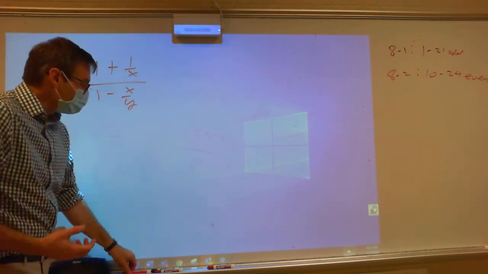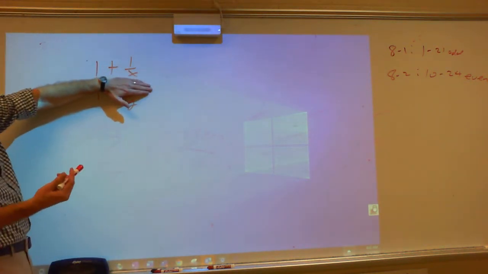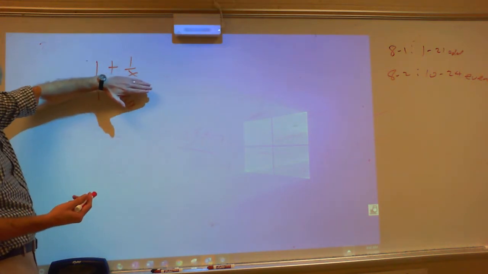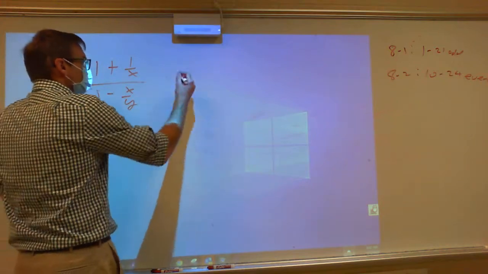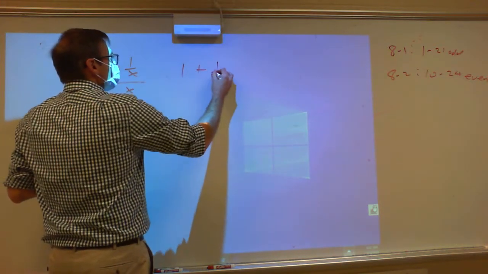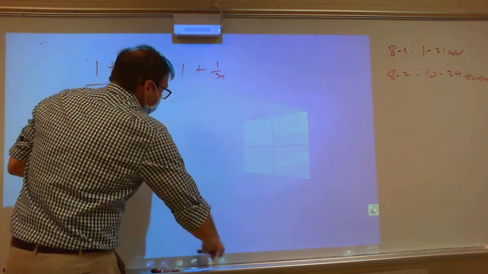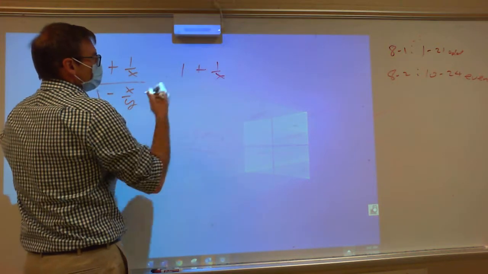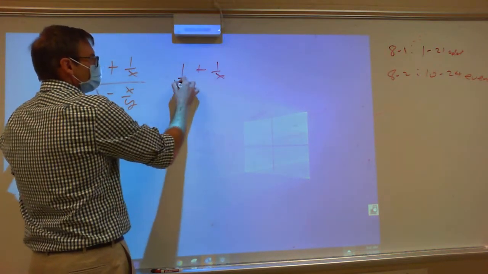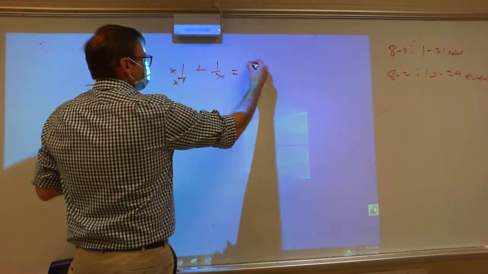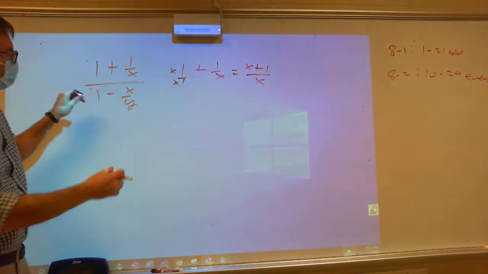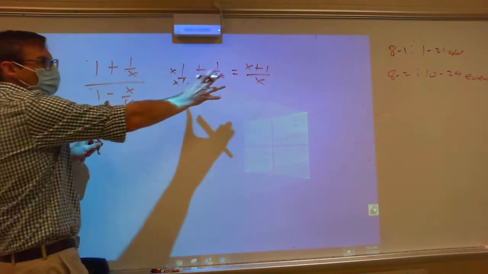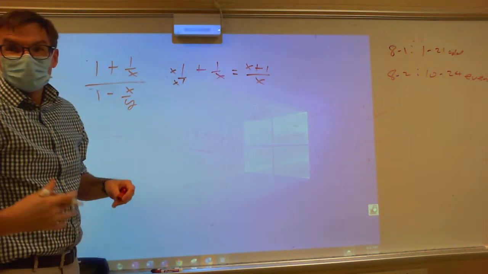The way I was taught in school is you look at this top part, and I've got to make that one big fraction. So in my head, I've got 1 plus 1 over x. To add those, I need a common denominator. This is over 1. I'm going to multiply top and bottom by x. This is going to give me x plus 1 all over x. So I've combined these two terms to make one big fraction. I'm going to do the same thing here.